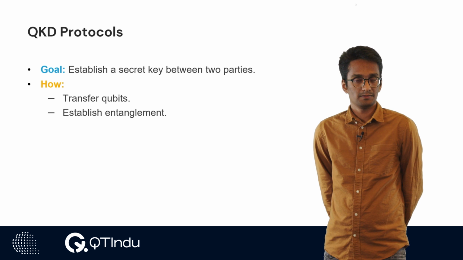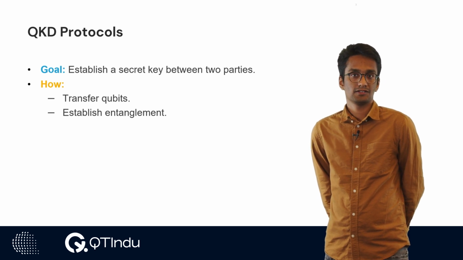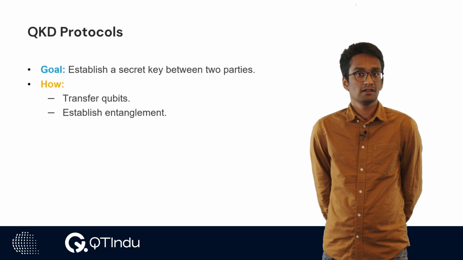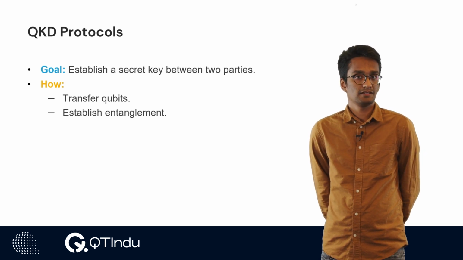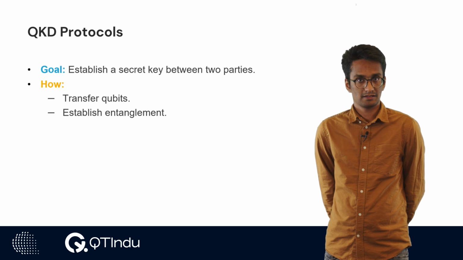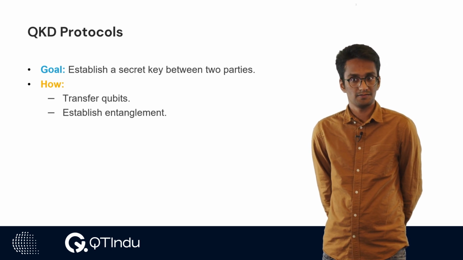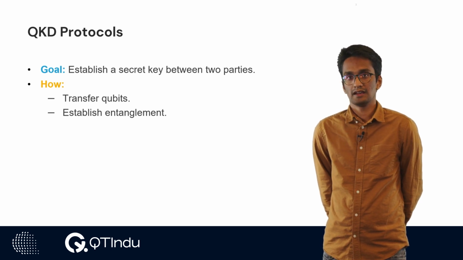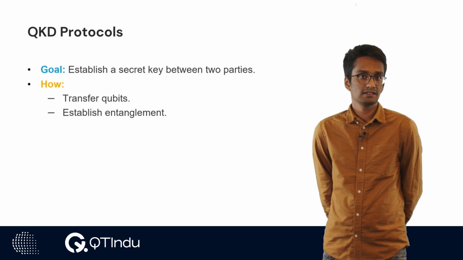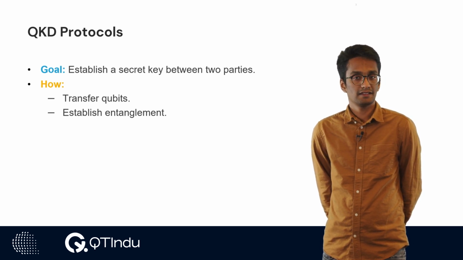Now in the quantum domain, you can apply this QKD protocol in two ways. You can either use it by just transferring qubits straight up, or you can also use entanglement, which will facilitate the process of key distribution. In this submodule, we're going to look at the latter, where we create entanglement, distribute it, and then try to form a secret key with it.